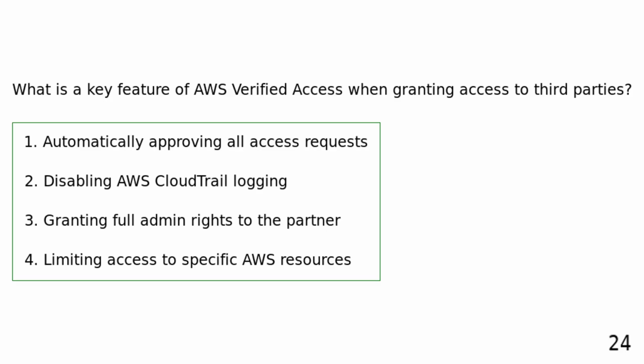What is a key feature of AWS Verified Access when granting access to third parties? Automatically approving all access requests. Disabling AWS CloudTrail logging. Granting full admin rights to the partner. Limiting access to specific AWS resources.